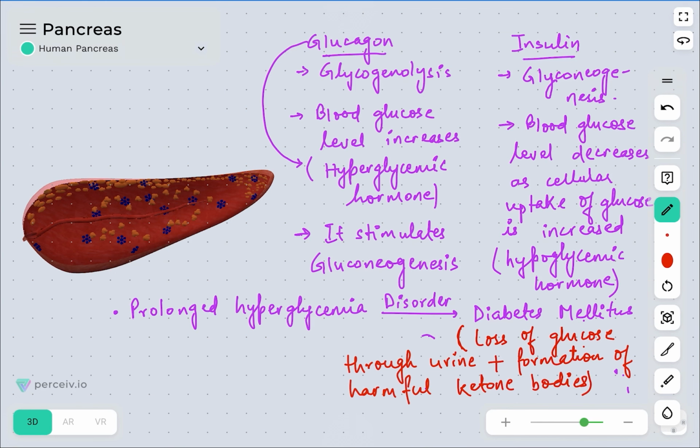So this was about the entire endocrine function of the pancreas. In this video lecture, we have seen the entire details of the pancreas, its localization, the function of its exocrine parts, and the function of its endocrine part as well.